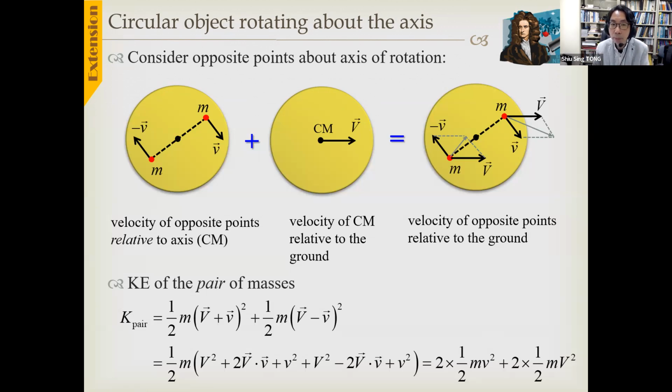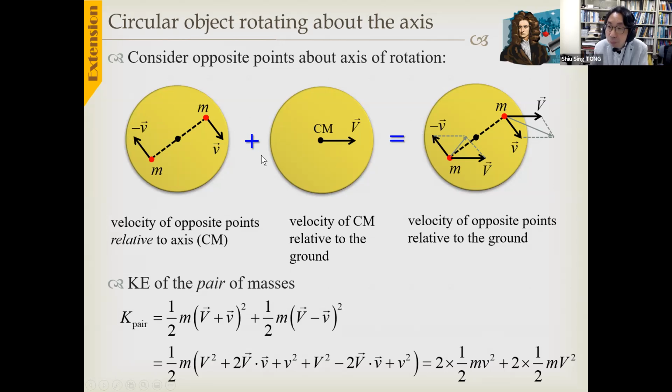So they have the same speed, but with opposite direction velocity. But I have only considered the rotational motion here. The object may still have a translational motion. So I assume that the translational motion of the center of mass is capital V, which is also a vector. So what is the total velocity of these two particles relative to the ground?